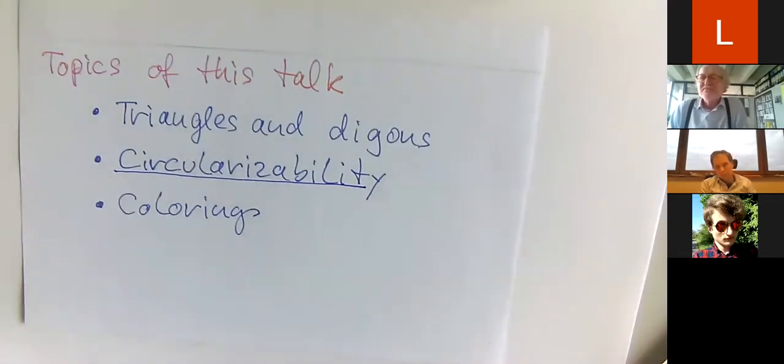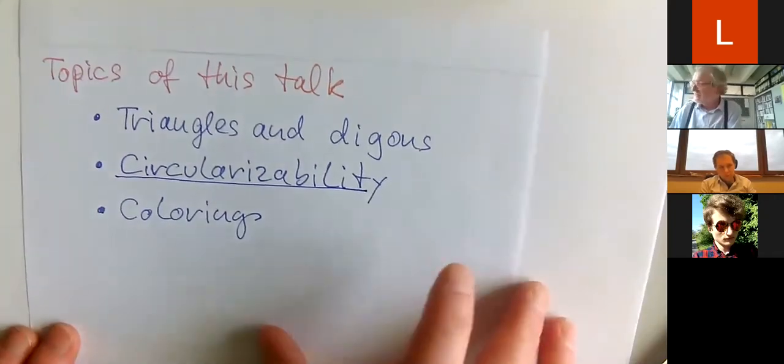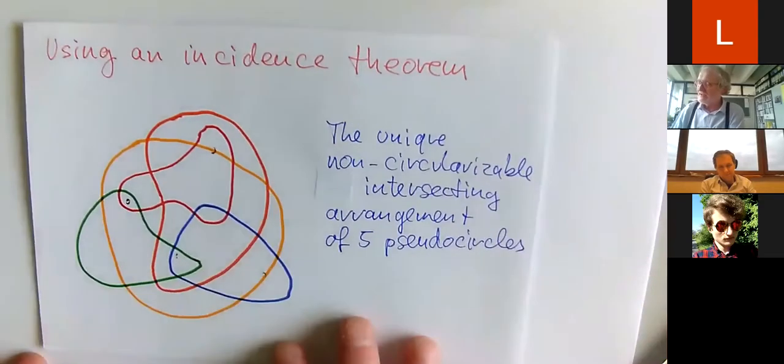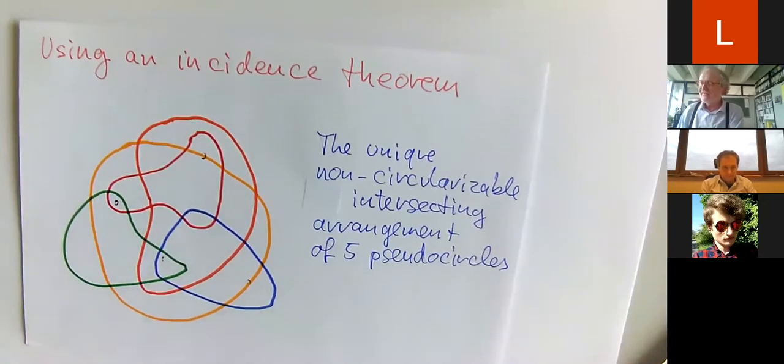So let's come to the second part. Let's talk about circularizability. I'm going to show you two techniques for showing that something is not circularizable. Let's first look at this example. This is the unique non-circularizable intersecting arrangement of five pseudocircles. Again, the equivalence is equivalence on the sphere, of course.